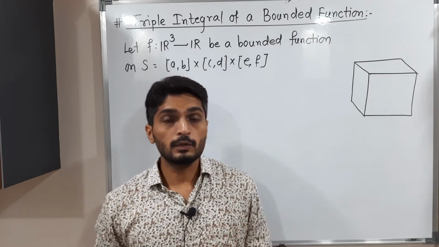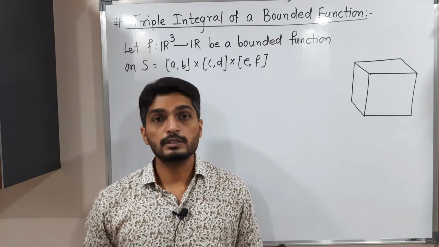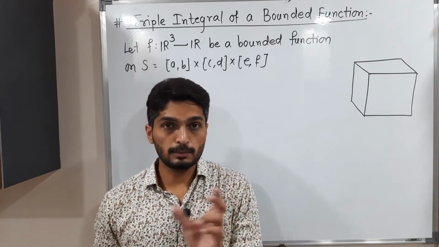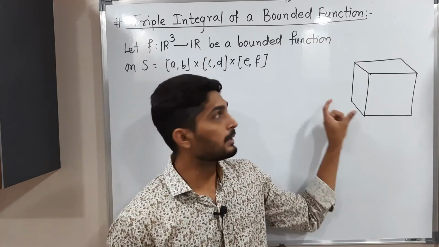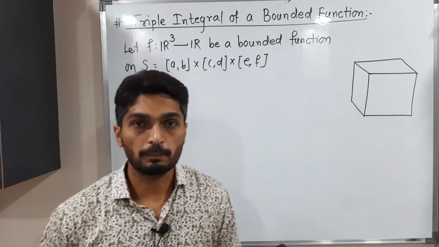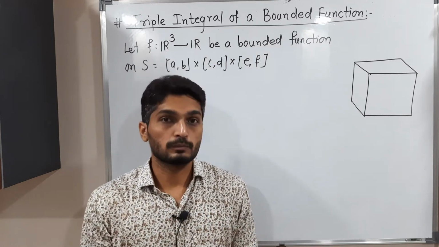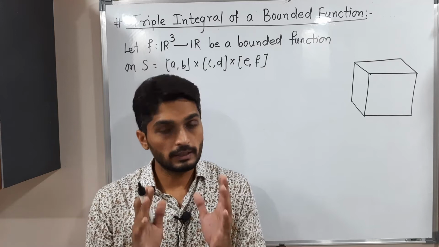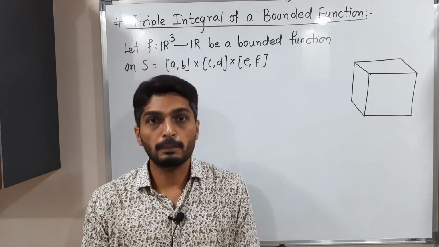Okay, see here we have a bounded function f, which is defined on this cuboid, which is a product of AB cross CD cross EF. So that means length, breadth and height, the same relation we have. First of all, what will I do? I will take a partition of that cuboid. For that purpose, I will take a partition of AB, a partition of CD and a partition of EF.